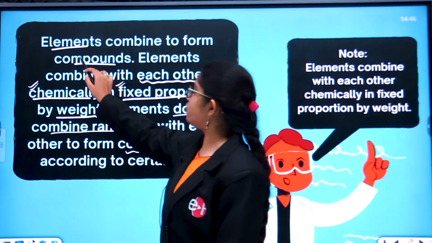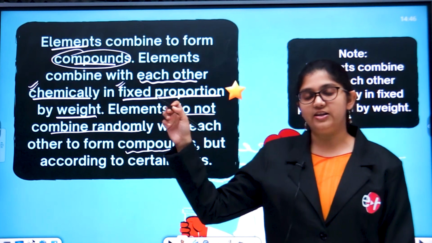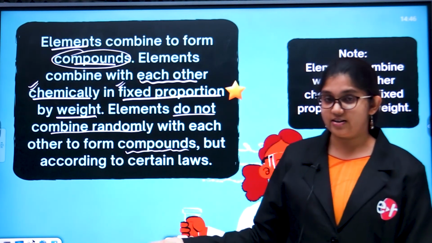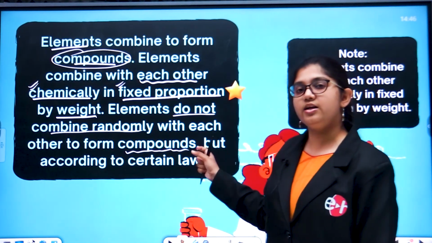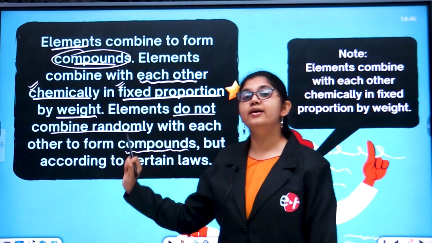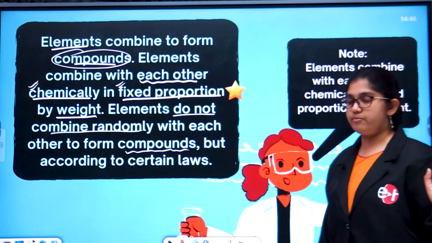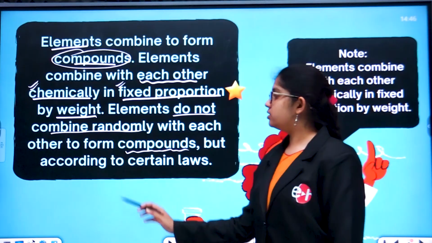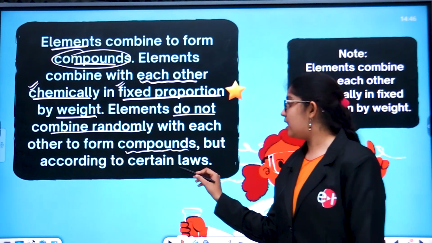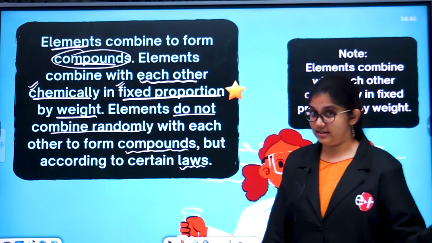So a new compound forms like that, but it is not that you take elements of your choice, combine them and write a formula, because it may not be right. So they definitely follow the rules of which one? Fixed proportions by weight. Very good. So elements do not combine randomly with each other to form compounds, but according to certain laws. Okay, so those laws are given by each scientist. We'll see what those are.